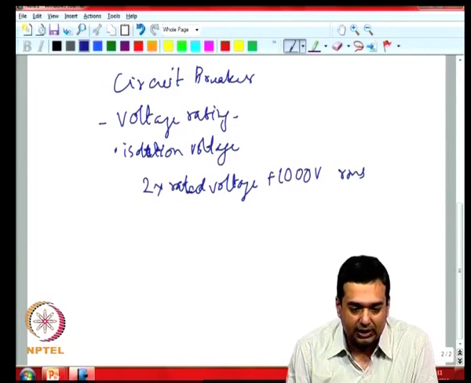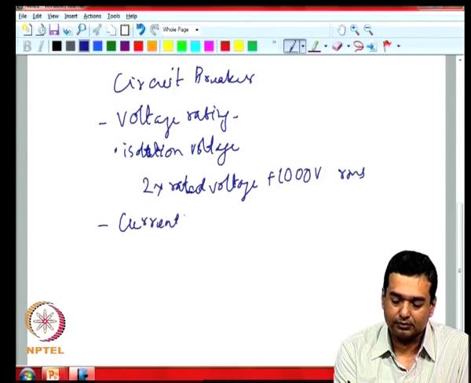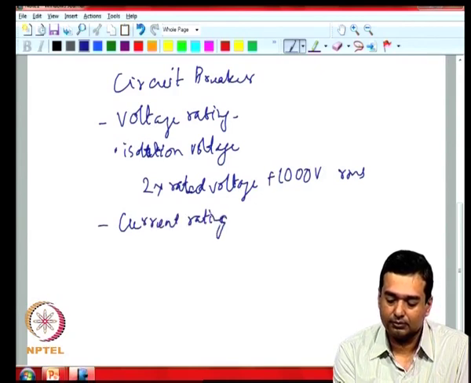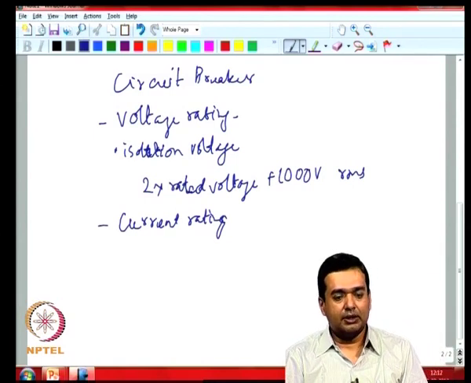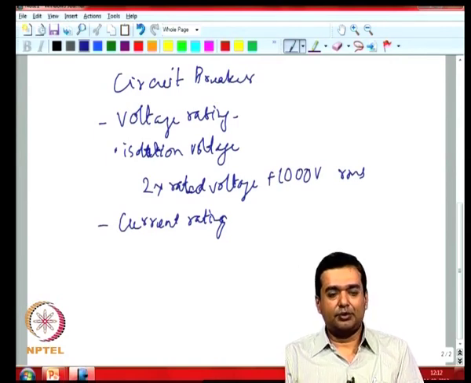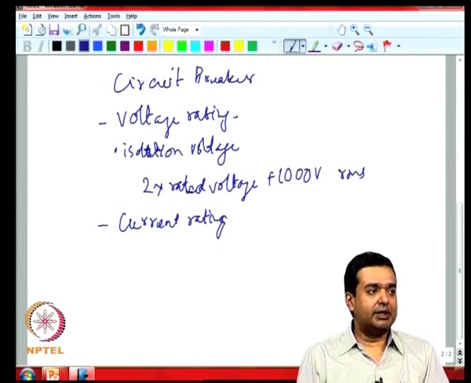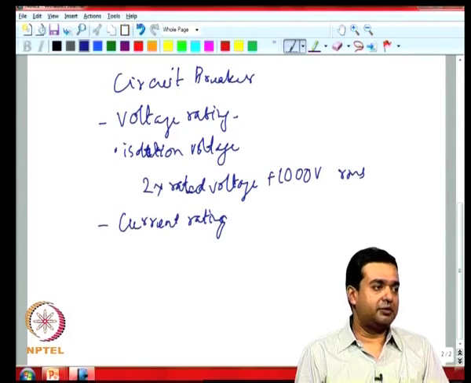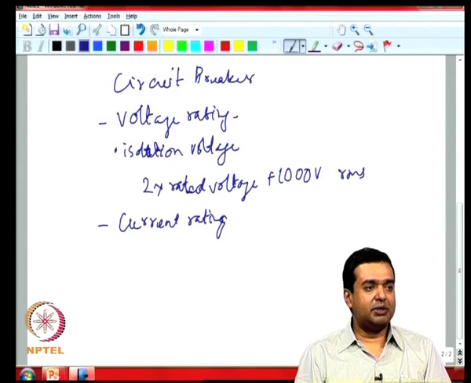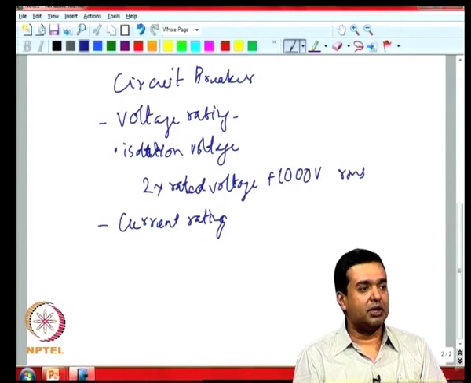If you look at the current rating of your circuit breaker, there are a couple of important current ratings that need to be considered. One is the current at which the device would typically operate. If you are using a circuit breaker connected to a 10 amp or a 15 amp circuit, you need to have at least the capability of 10 or 15 amps, so that the breaker does not overheat under normal loading conditions.